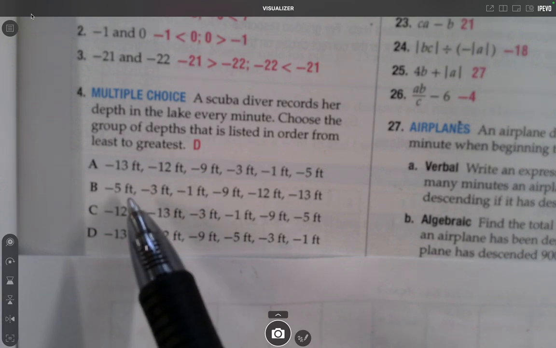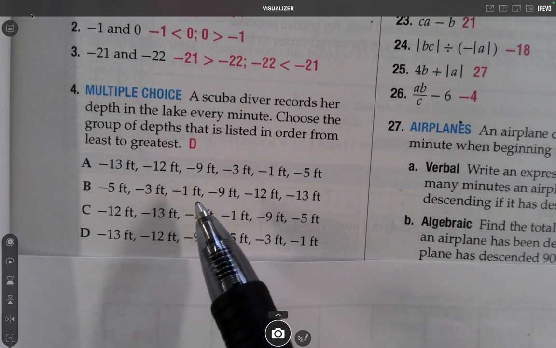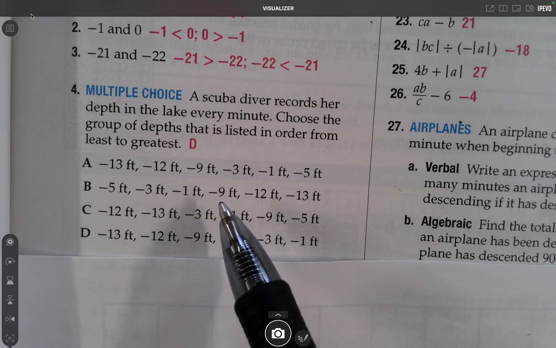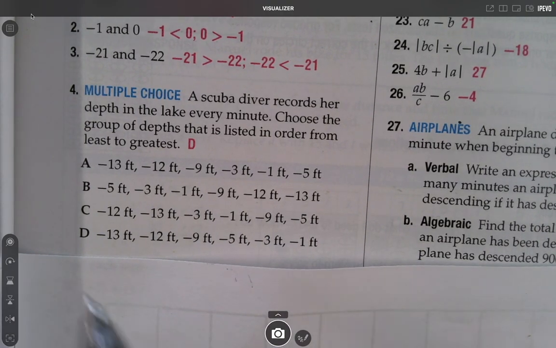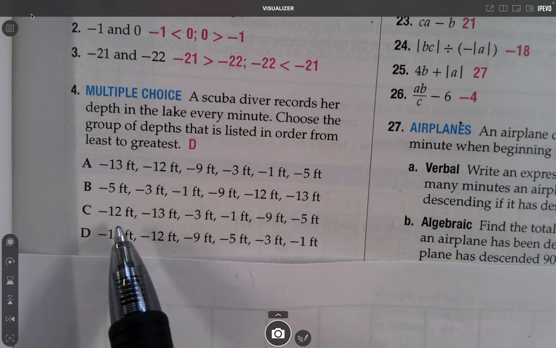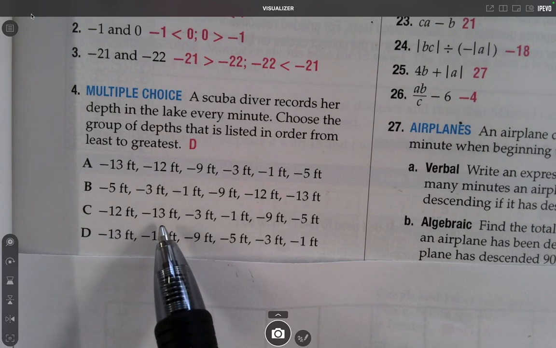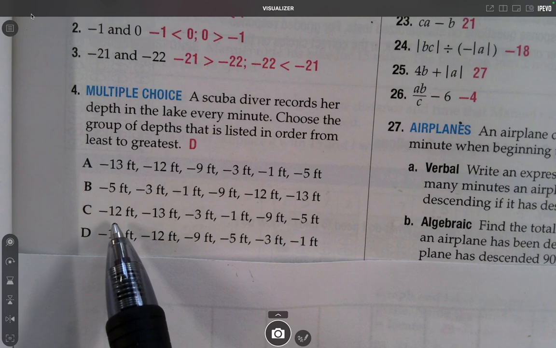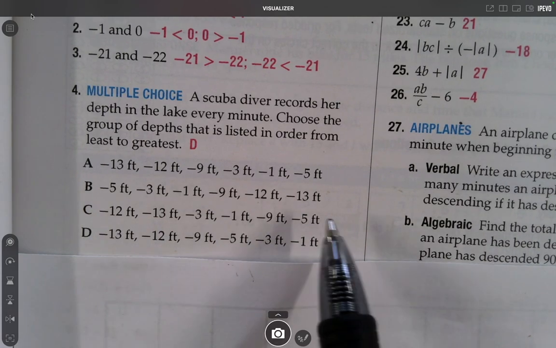Okay, B starts off okay. Negative 5, negative 3, negative 1. Then right here is where it goes backwards. Negative 9 is going back down. So B is no good. Okay, C goes off incorrectly right away because negative 12 is bigger than negative 13. So it just went from a number to a smaller number instead of least to greatest.